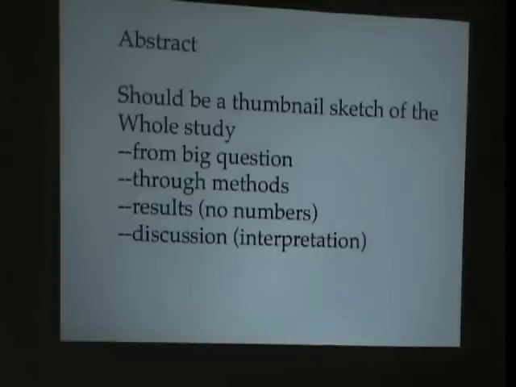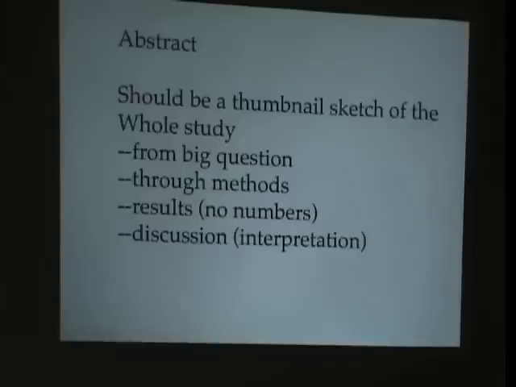It should be a thumbnail sketch of the whole study. So what's the big question or questions that you're trying to answer in this study? You should relay that to the reader. You should briefly, very briefly, you only get about a page for these things, maybe a page and a half if you're getting long-winded, say what kind of methods you used. Very briefly, the results. I have a strong preference: don't put numbers, like restating all the means. I've seen that, but it's hard to read and doesn't make much sense as presented like that.